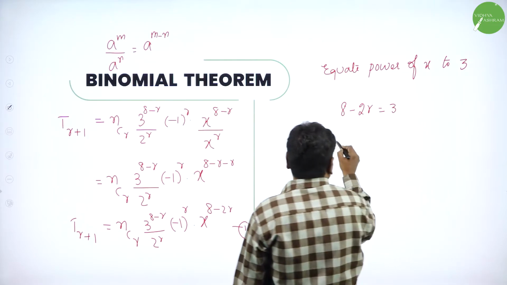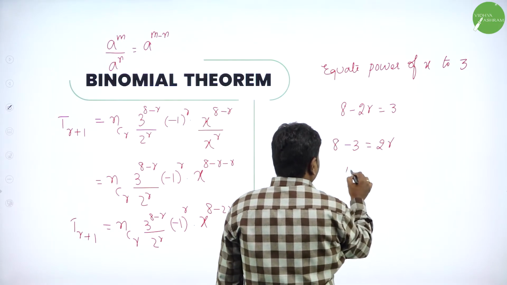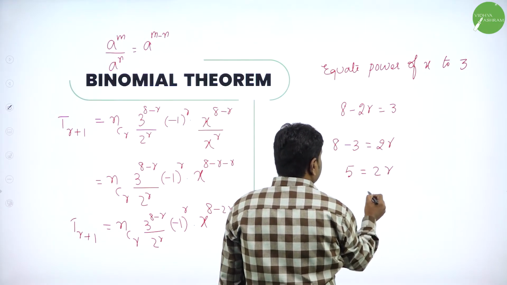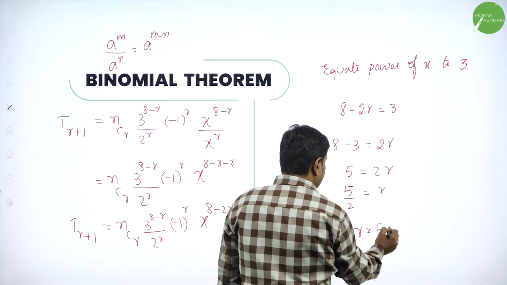Rearrange. Now bring this, so it will become 8 minus 3. 2r, transfer that side, it will become 2r. 5 is equal to 2r. So what is r? r is 5 by 2. So now we got r. What is the value of r? r is 5 by 2.